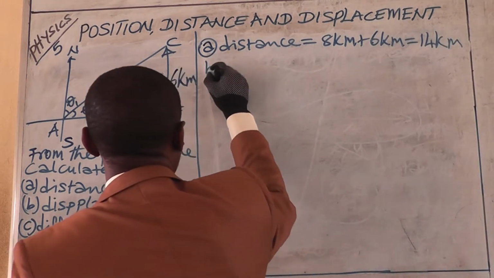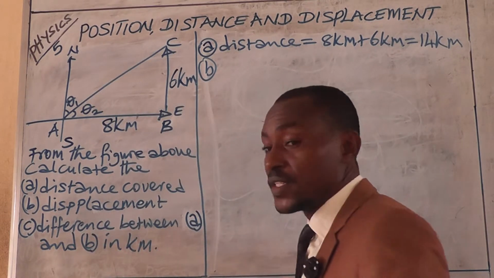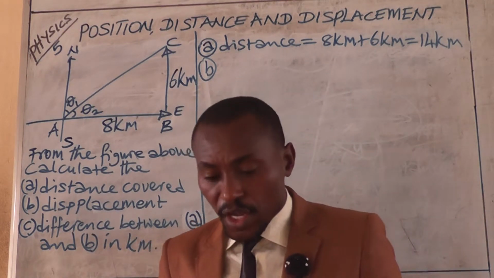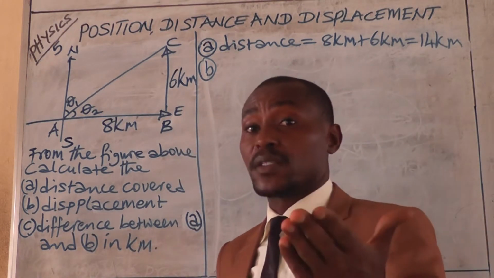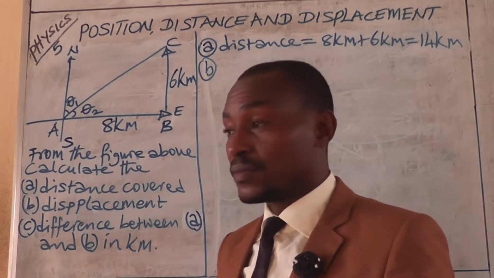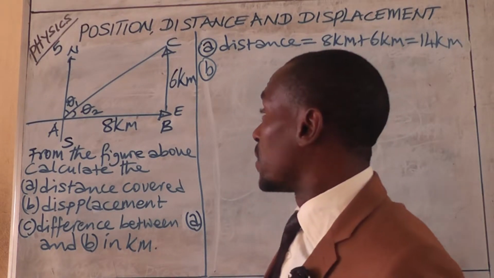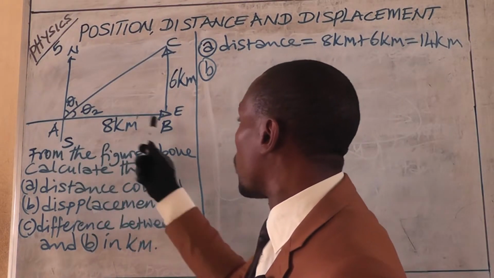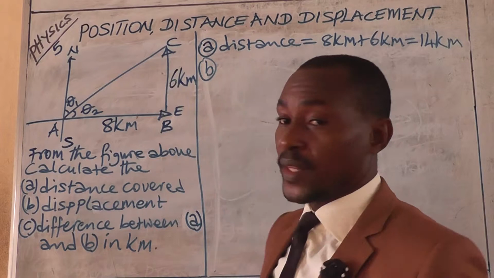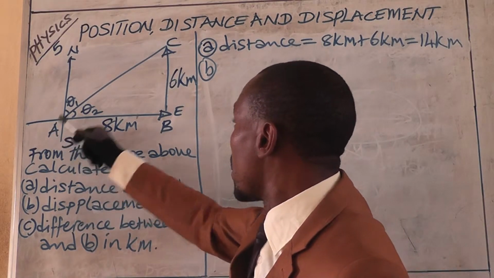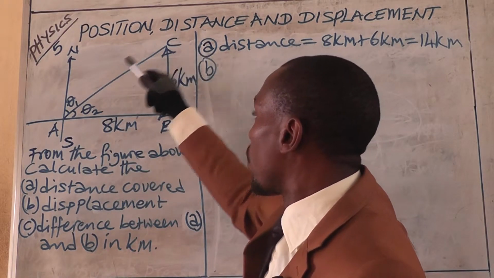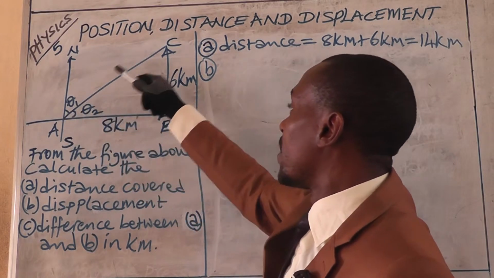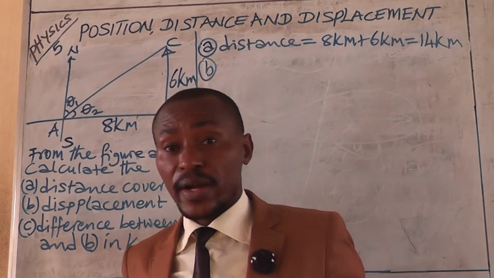We are done with that. B says we should calculate displacement. In order to calculate displacement here, from that definition, which we have, displacement is the shortest distance between 2 points. Remember, the object moved from A to B, from B to C. The shortest distance here is from A to C. So we are calculating line AC, which will give us our displacement.